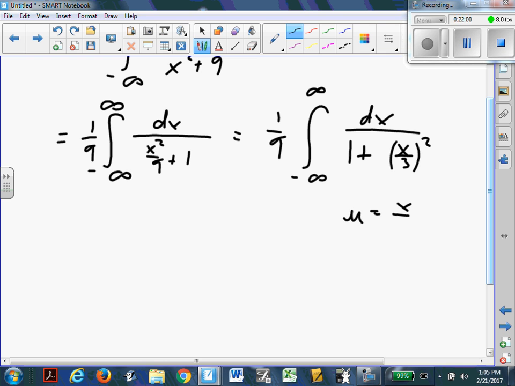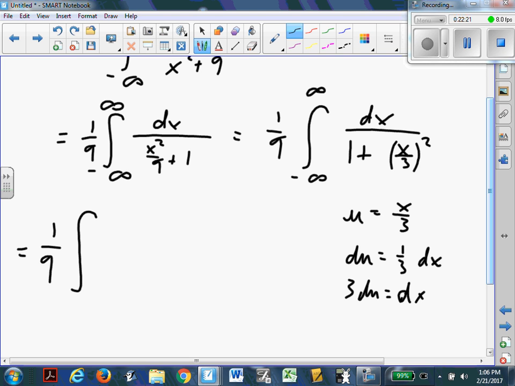So now we can do a quick U substitution. U equals x over 3. Du is going to be 1/3 dx, so 3 du is dx. And now notice here I didn't start writing my limits yet. We can also do a U substitution with the infinities, but we have to be careful, and I'll show you what I mean. So the 1/9 comes out.